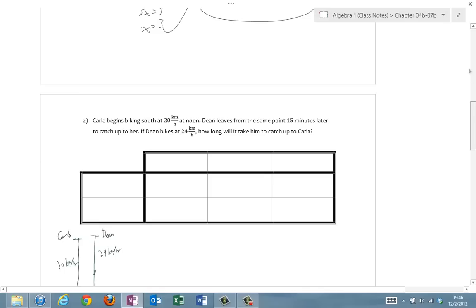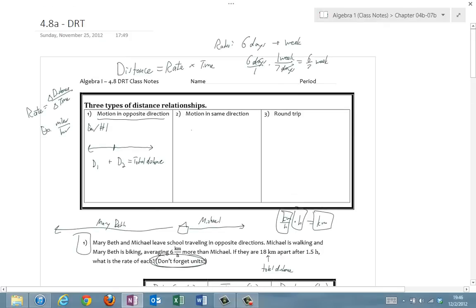So I'm going to take this and I'm going to put this back up at the top here. We have motion in the same direction. I'm going to sort of do this here where we kind of leave and another person leaves. Maybe time is different, because it was in this problem. But the idea is that we have the same distance covered in both. If we start from the same point and end at the same point, distance 1 equals distance 2.